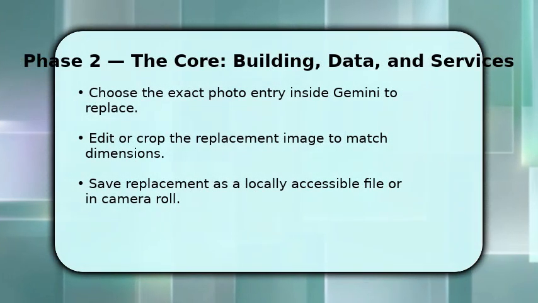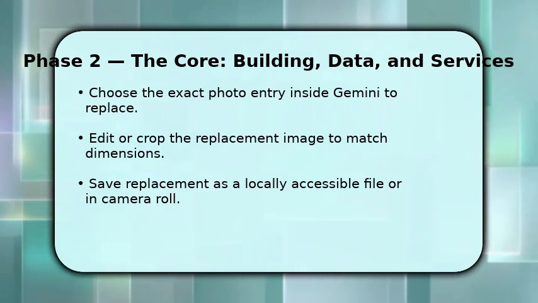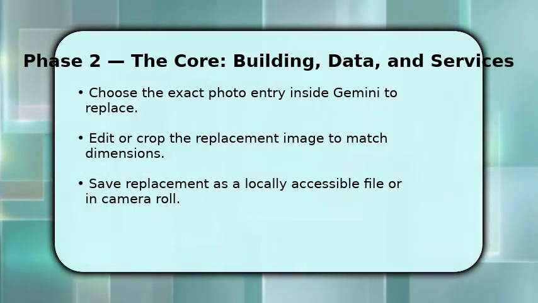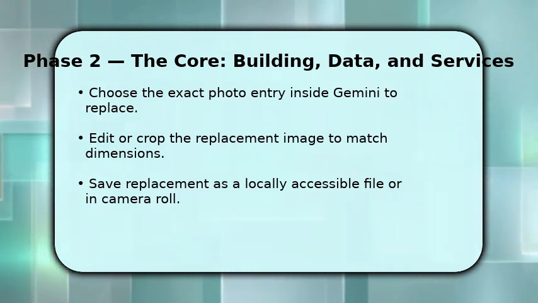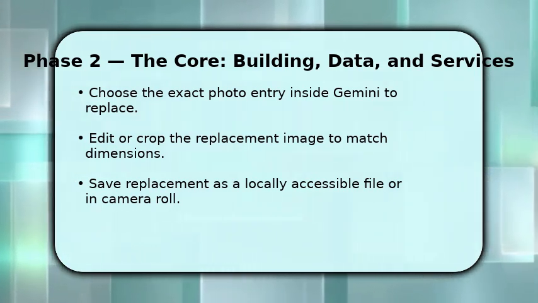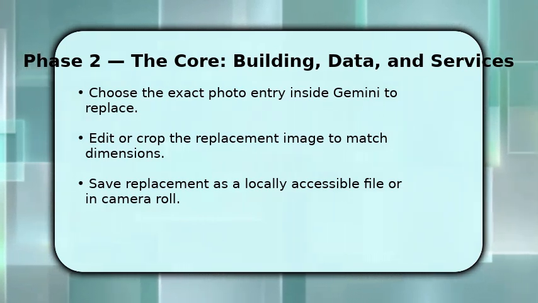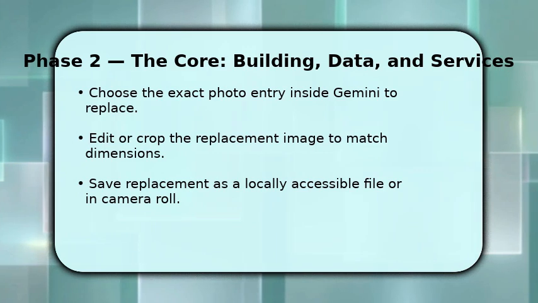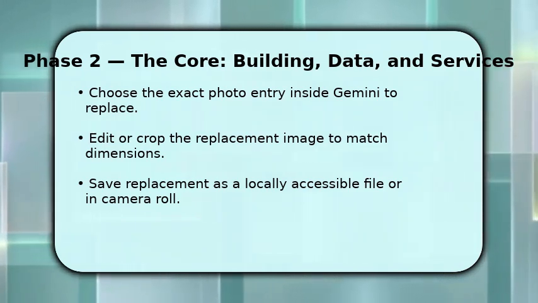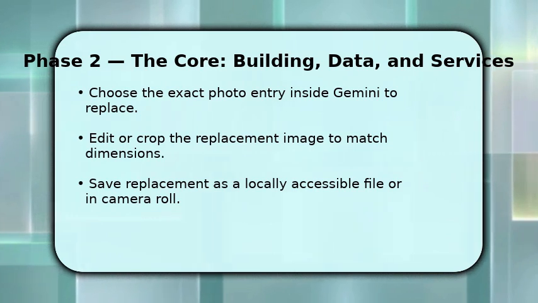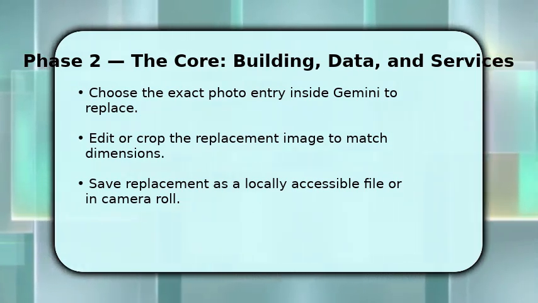You now pick the exact Gemini photo entry you want to change. Once selected, prepare the replacement image. Crop and match dimensions so metadata and layout remain consistent. Edit for color and exposure if the app preserves appearance cues. Save that new image to your camera roll or a local folder. This is crucial because Gemini only accepts a direct local file swap. Make sure the file name is clear and you can locate it quickly. This reduces mistakes during the swap.